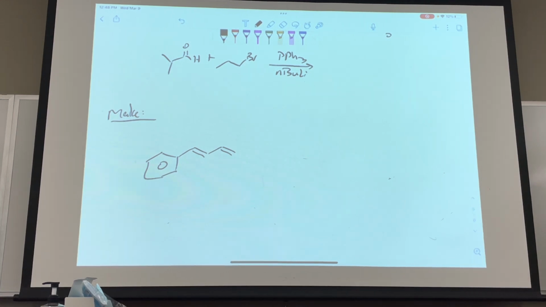So how do we want to do this? If you're looking at it, we have two double bonds in the molecule. So theoretically, we could break this up in a couple of different ways. We could try to do the Wittig reaction to synthesize this double bond, or we could do the Wittig to try to synthesize that double bond. Which one do you think is going to be easier to do?